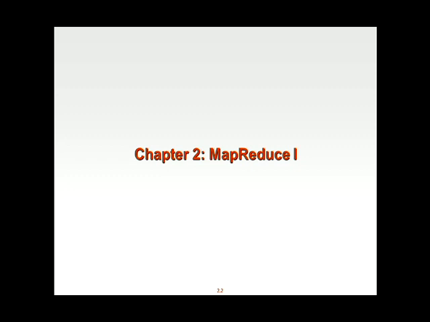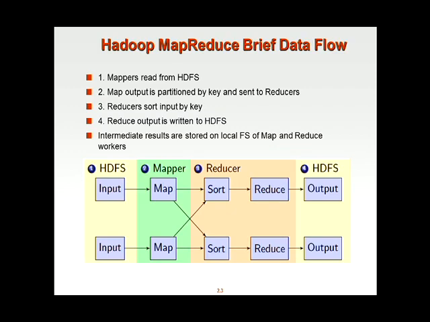If you remember what we learned last week, we used word count as an example to show how MapReduce is used for big data programming. This figure shows a brief data flow in MapReduce. You need to remember that in MapReduce, the mapper will read the input from HDFS. HDFS is called Hadoop Distributed File System.